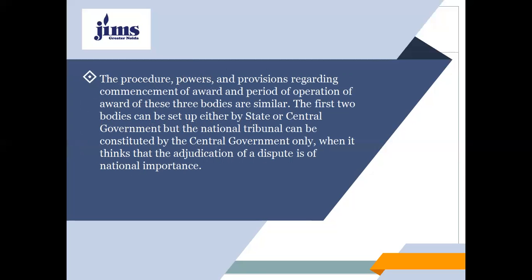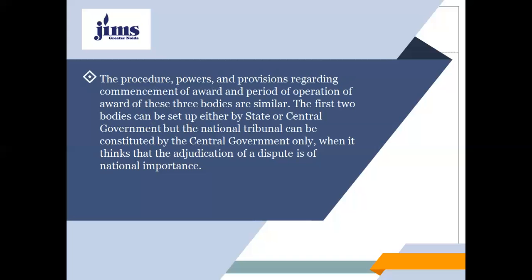The procedure, powers, and provisions regarding commencement of award and period of operation of award of these three bodies are similar. The first two bodies, labor court and the industrial tribunal, can be set up either by the state or the central government, but the national tribunal can be constituted by the central government only when it thinks that the adjudication of a dispute is of national importance.